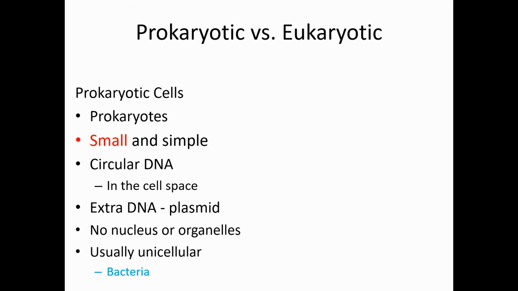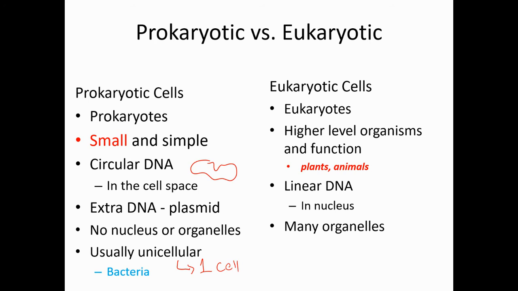Okay, so we have prokaryotic and eukaryotic. I've been saying these for a couple slides now. Prokaryotic cells are really small, super simple. They have DNA, but it's circular DNA, right? It's all in a jumble, and it's just in the cell space. They sometimes have extra DNA, which we call plasmid. And then they don't have a whole lot else going on, right? These things are usually unicellular, meaning one cell. And they will divide in order to make more of themselves.